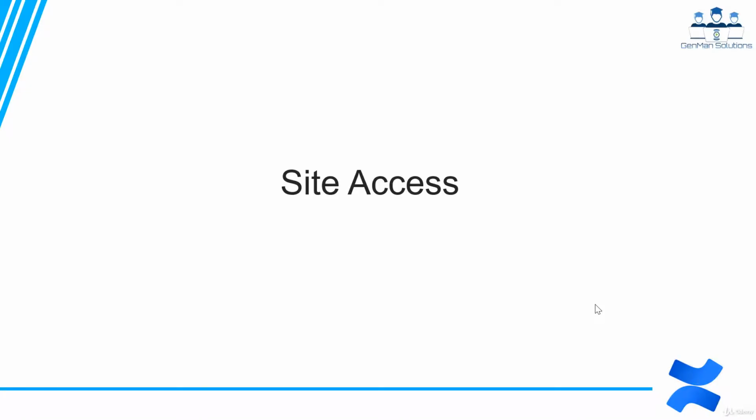In this lecture, we will cover the site access in detail. Site access settings control how users get access to your site. You can allow existing users to invite others and specify whether users can join themselves. In both cases, you don't need to approve their product access.